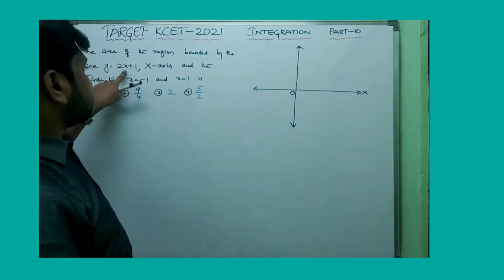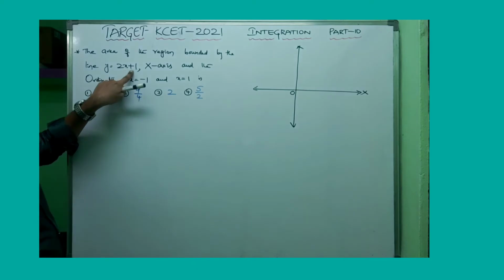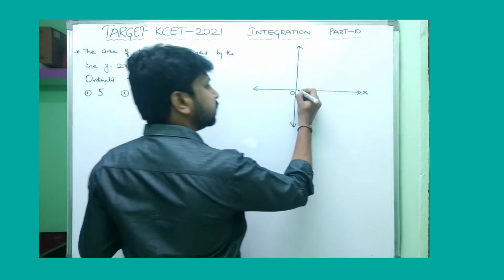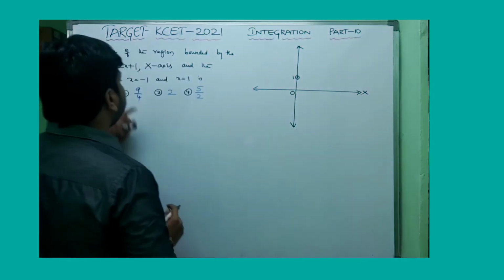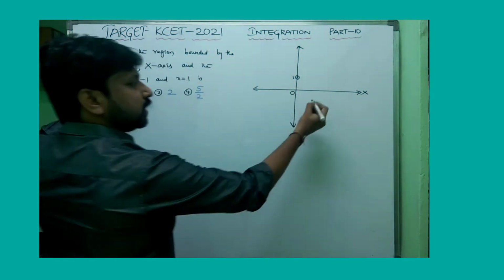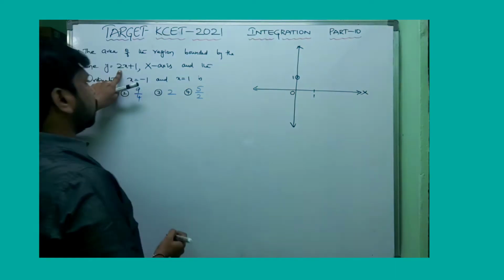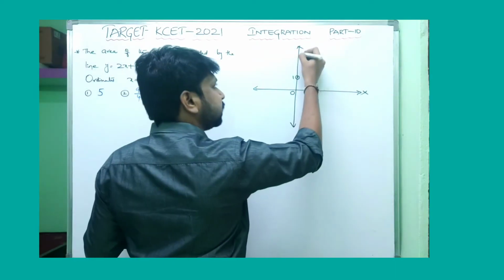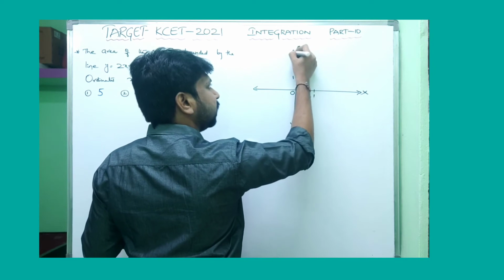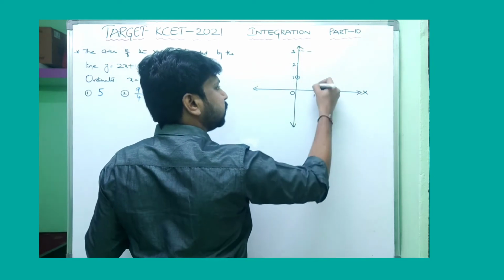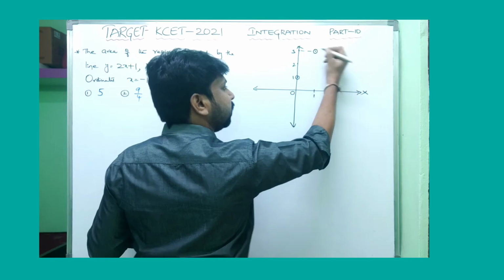If you take x as 0, you get 2 into 0 plus 1, that is y = 1. So x = 0, y = 1 is somewhere here. If you take x = 1, then 2 into 1 plus 1, that is y = 3. So x = 1, y = 3, and the point will be here.